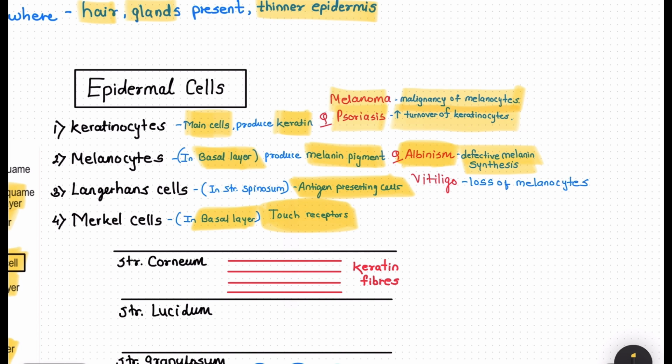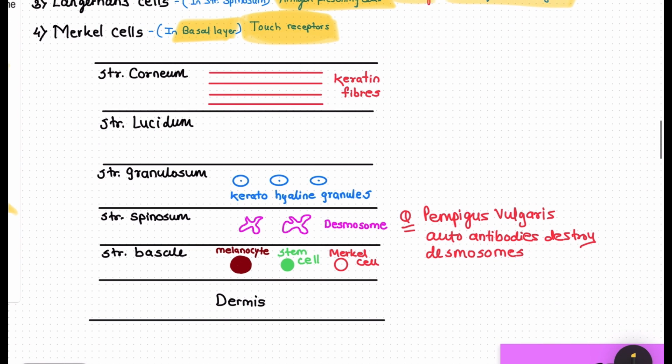Then vitiligo is loss of melanocytes. So vitiligo and albinism are related with melanocytes. So this is one schematic representation. I have shown here the first stratum corneum, there are keratin fibers, then stratum lucidum, which is present in palms and soles, then stratum granulosum, in it there are keratohyaline granules, and in stratum spinosum there are desmosomes, okay. Then stratum basale there are melanocytes, stem cells and Merkel cells.